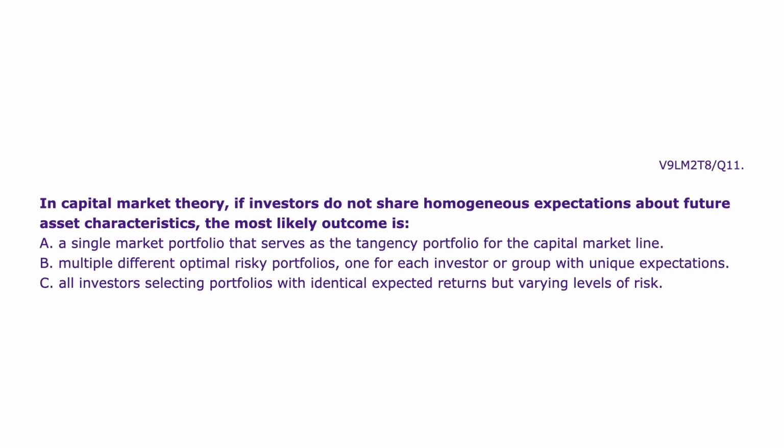In capital market theory, if investors do not share homogeneous expectations about future asset characteristics, the most likely outcome is A. A single market portfolio that serves as the tangency portfolio for the capital market line. B. Multiple different optimal risky portfolios, one for each investor or group with unique expectations. C. All investors selecting portfolios with identical expected returns but varying levels of risk.